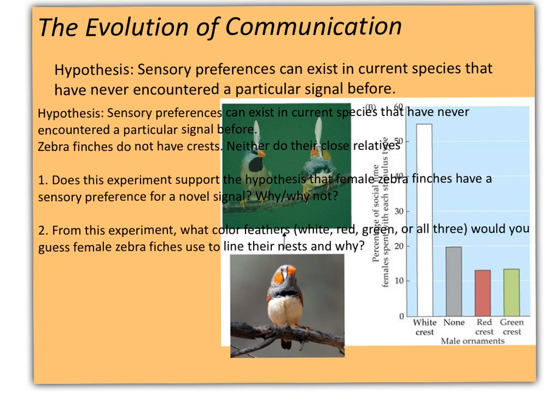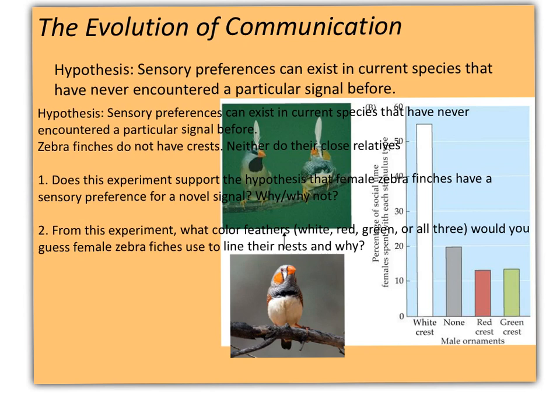Now, in nature, females would never see that. So the question is, why are the females responding to it? If that's actually a sexual display, it was never there before. His hypothesis is that there's a sensory preference that pre-exists in the current species that have never encountered a particular signal before. So zebra finches don't have crests, neither do their relatives. You would think maybe a close relative has something like that and it's just a phylogenetic signal, but it's not.